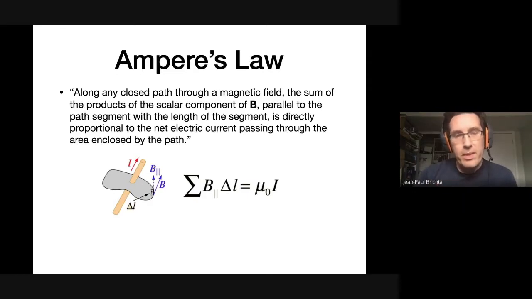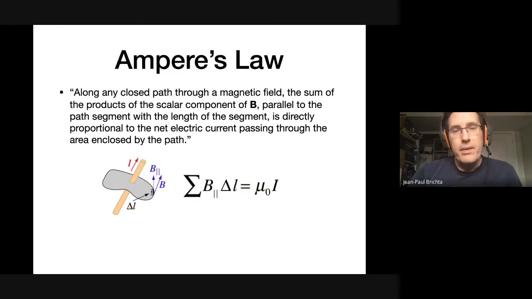So at that one little point of that path, we're just going to be multiplying that B parallel with the delta L. And then what we're going to do is go around the whole weird looking shape there and do that whole thing for essentially smaller and smaller values of delta L. The smaller values of delta L that we use, the better our answer will be.